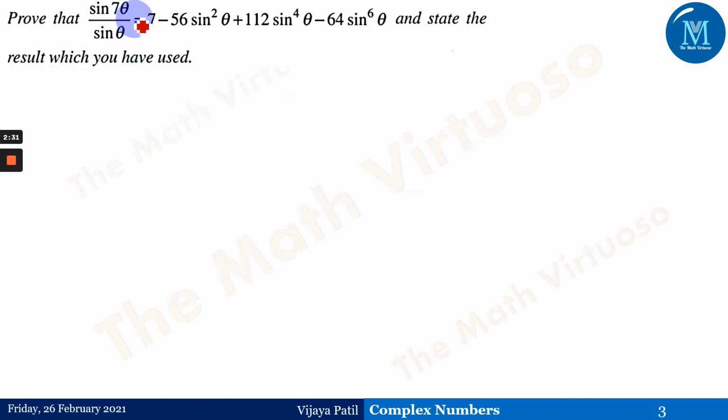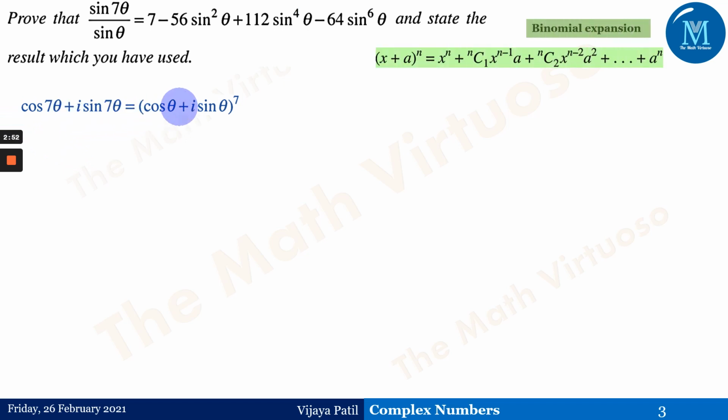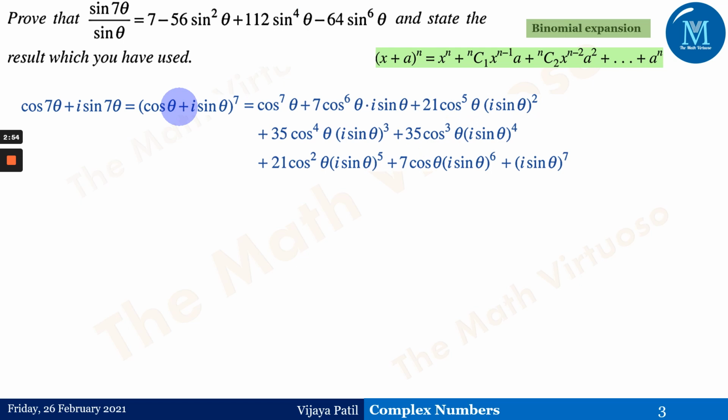Prove that sin 7 theta upon sin theta is equal to 7 minus 56 sin square theta plus 112 sin to the power 4 theta minus 64 sin to the power 6 theta, and state the result which you have used. Let me go ahead: cos 7 theta plus i times sin 7 theta is obtained by expanding this particular expression.